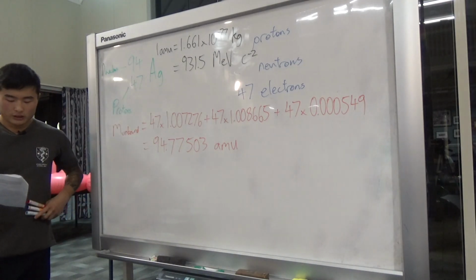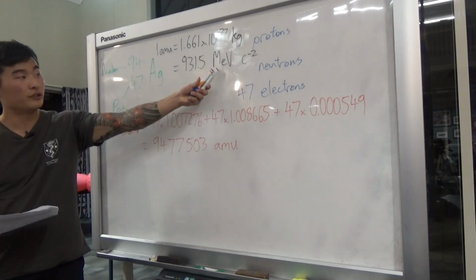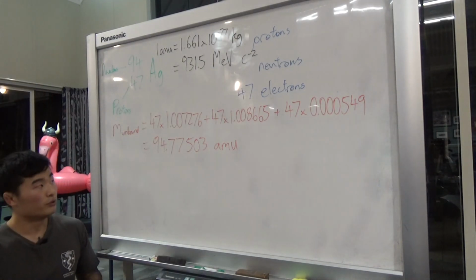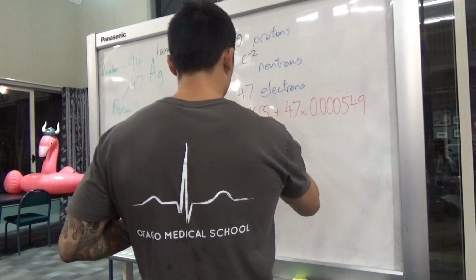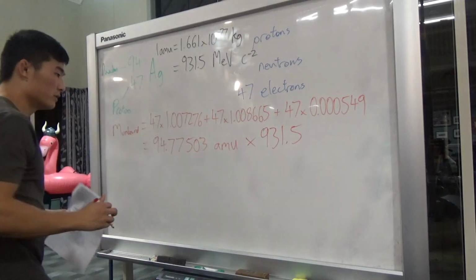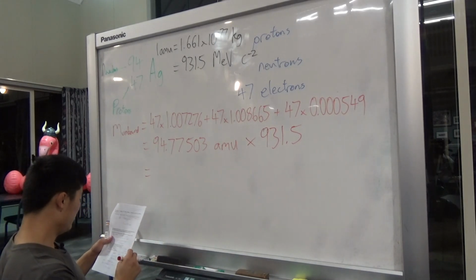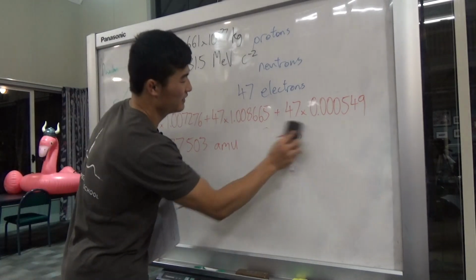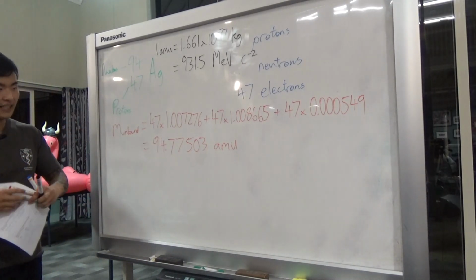Okay, so we want to turn atomic mass units into this unit here. So to do that, we're going to multiply it by 931.5. Okay, and that will be, oh, sorry, my bad. Sorry, I skipped a step. We'll come back. So this is the total mass when they're unbound.